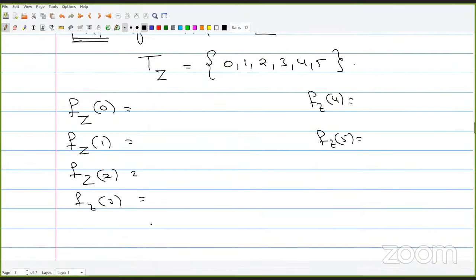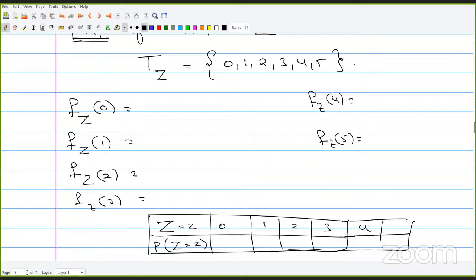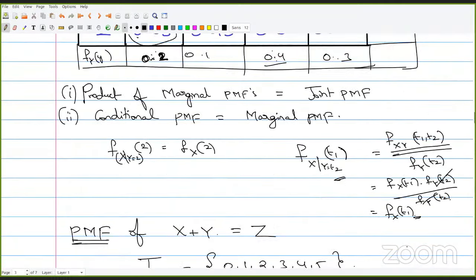Once you have this, you just put it in a table like this. We take z, the probability that z is equal to small z, for 0, 1, 2, 3, 4 and 5. Now I have given you the table here.